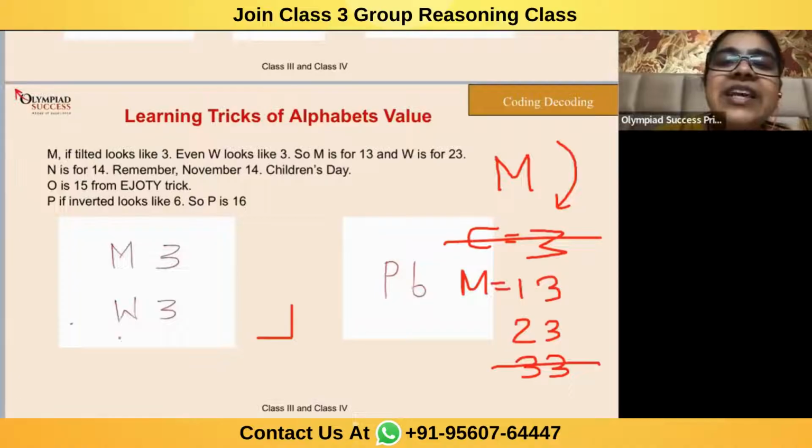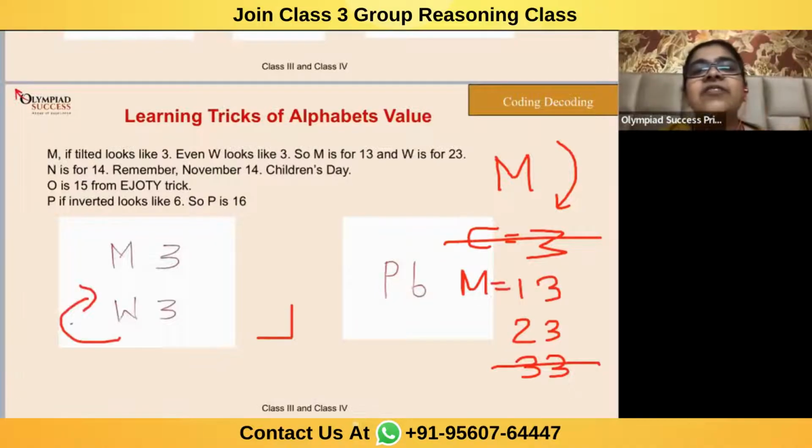And similarly, in the case of W, guys, if I give a tilt to W, even W will look like a 3. But what's the place value left for W? What's the place value left for W? 23. Correct, Swarnim. So that will go as my answer. So M is 13, W is 23, and C is 3. That is fixed in my mind. Correct, Sanchi. Very good, Shivanshan, Athar.